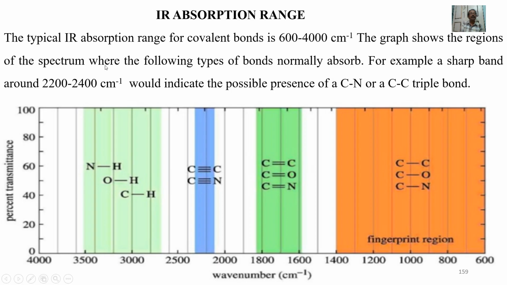The typical IR absorption range for covalent bonds is 600 to 4000 per centimeter. The graph shows the regions of the spectrum where the following types of bonds normally absorb. For example, a sharp band which lies between 2200 and 2400 per centimeter would indicate the possible presence of CN or CC triple bonds. So CC or CN triple bonds, if the wave number lies between 2200 and 2400 per centimeter.